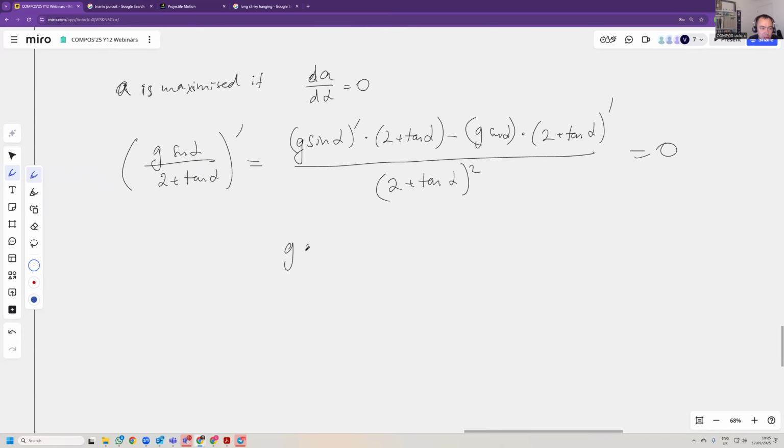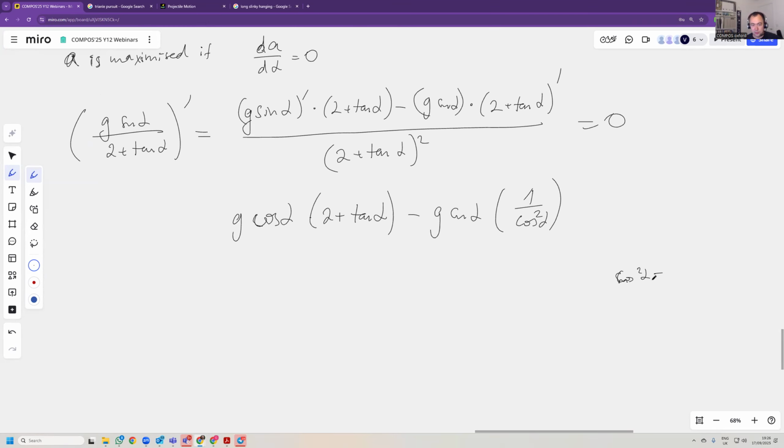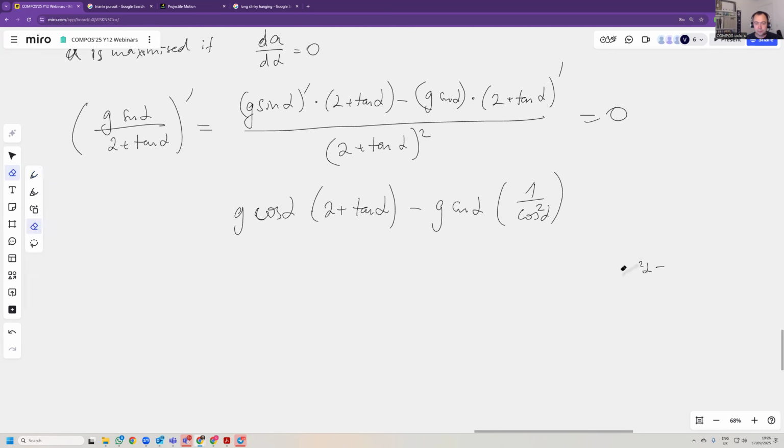And that means g cos α, because the derivative of sine is cos, multiplied by (2 + tan α), minus g sin α, and then differentiating that, the derivative of tan is 1 over cos squared α, because sine over cos... plus sin squared α. And that must equal 0.